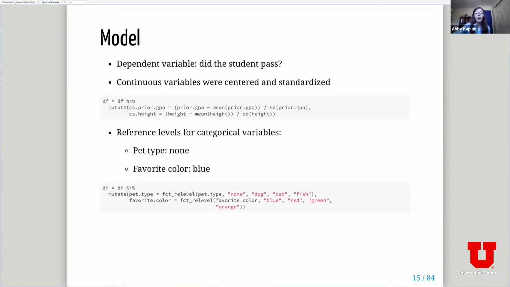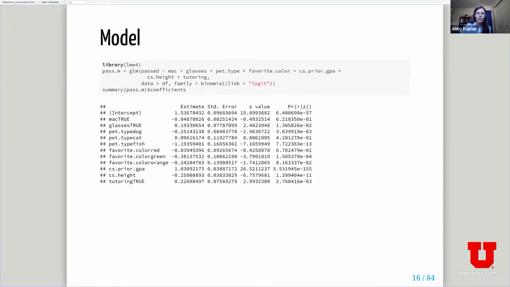So if you want to recreate the particular parameter values we got, you would want to do that to the data set. So a quick summary of what this model looks like. We just used the good old lme4 package to fit a model.